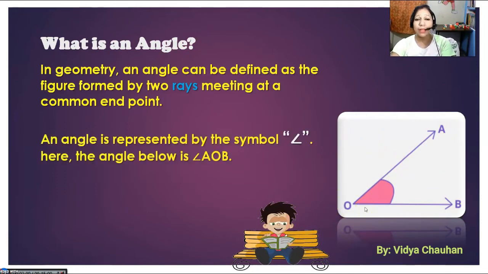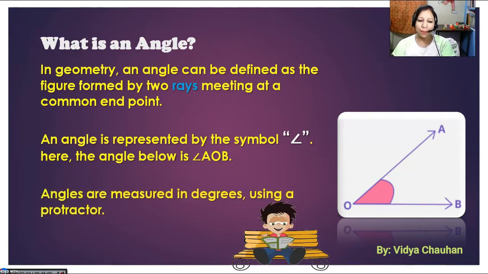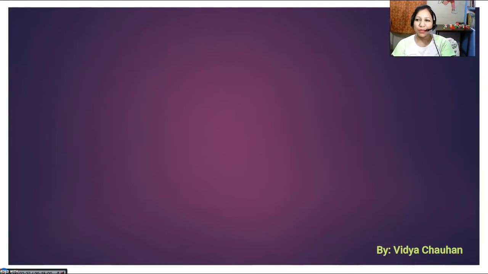Now an angle is represented by this symbol, and the angle which is shown to you is angle AOB. Apart from this, we measure angles in degrees, and the instrument we use is the protractor. So angles are measured in degrees by using a protractor. Clear students? So this is all about angles.